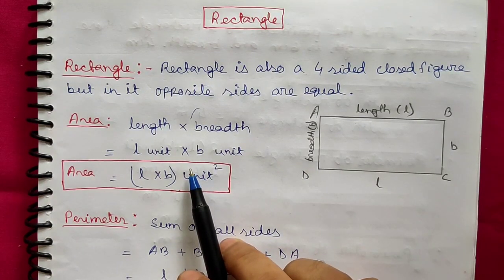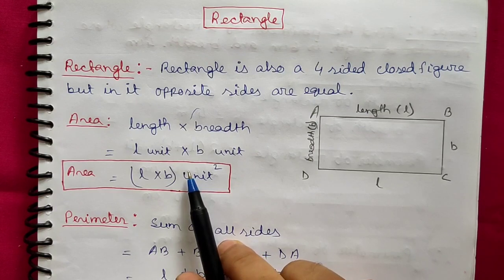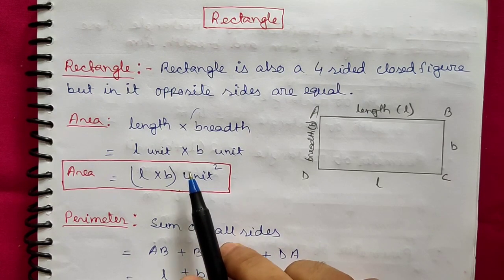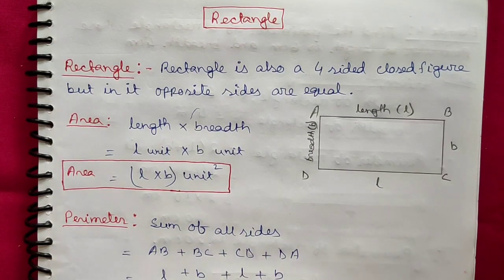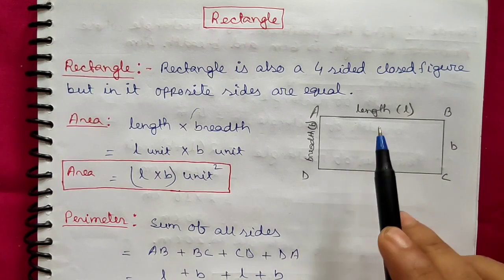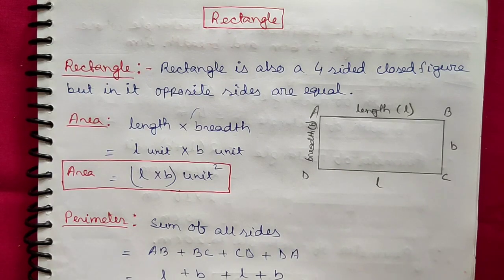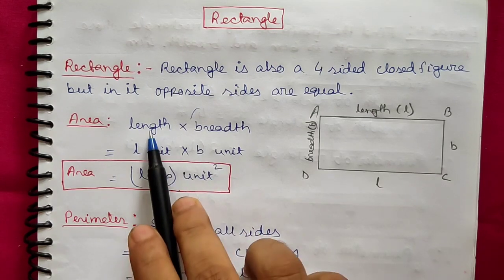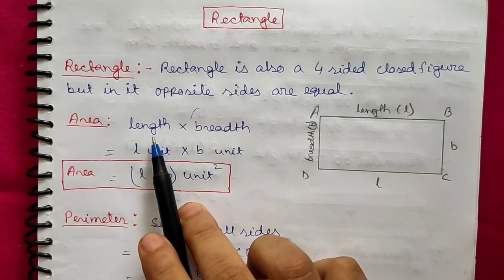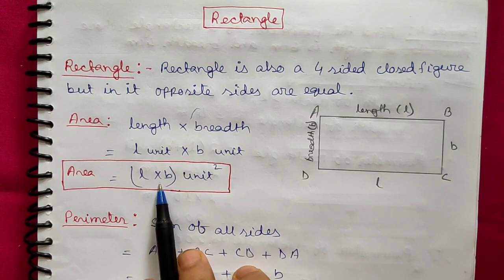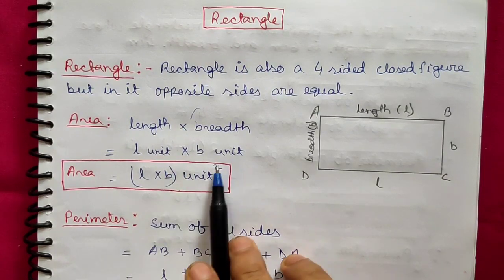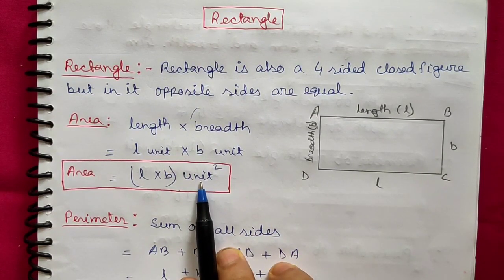Now come to its area. As area is the region occupied by a particular shape, we can find the area of a rectangle the same way as the area of a square. In a square, we multiplied the sides. Here also we will multiply the sides. One side is the length, another side is the breadth. So the area of the rectangle is length into breadth. We can write L as length and B as breadth. So area will be length into breadth, and as there is unit into unit, it will be unit square.